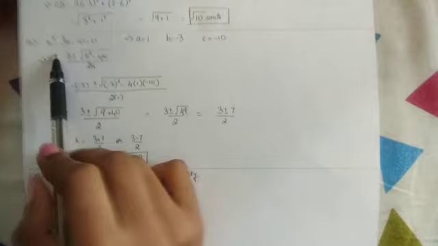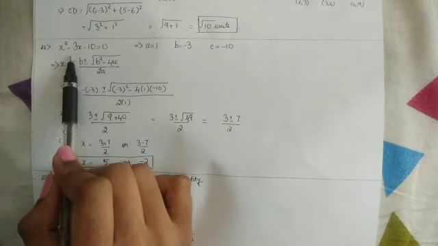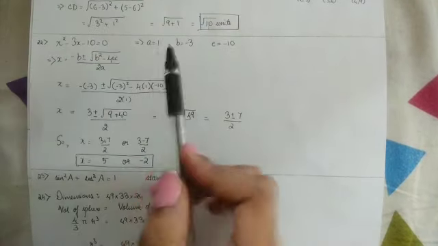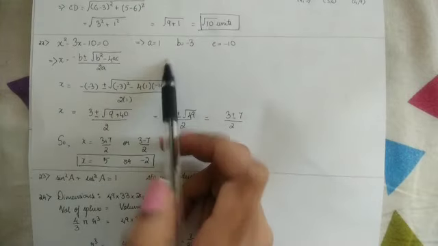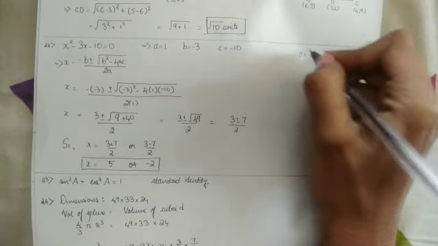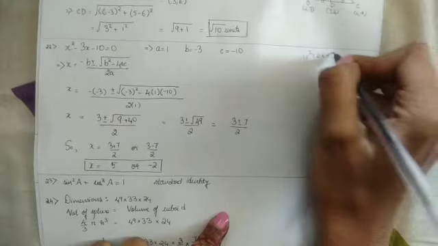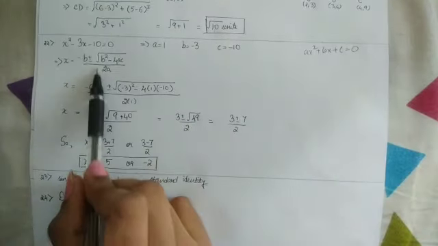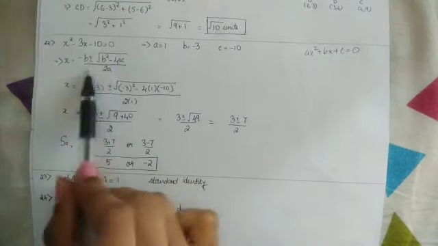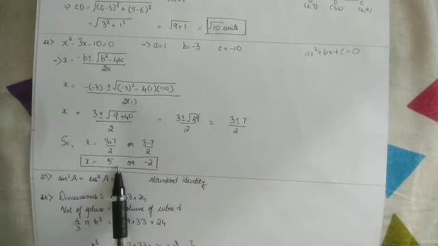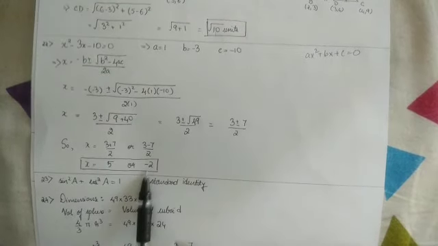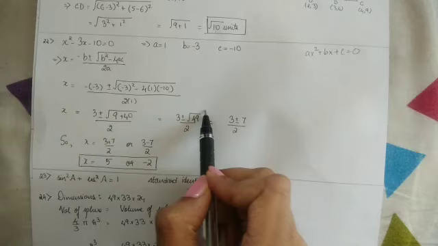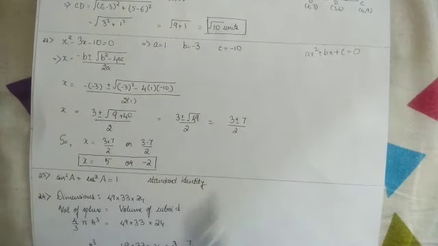So moving on to the 22nd question. x square minus 3x minus 10 is 0. Here A is 1, B is minus 3, C is minus 10. According to the formula, ax square plus bx plus c equal to 0, we can find x by substituting the values of A, B, C over here. You get x equal to 5 or minus 2, because on solving the root, you might get either a positive root or a negative root.